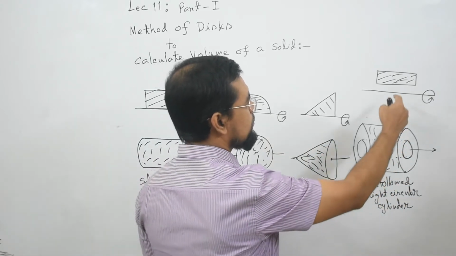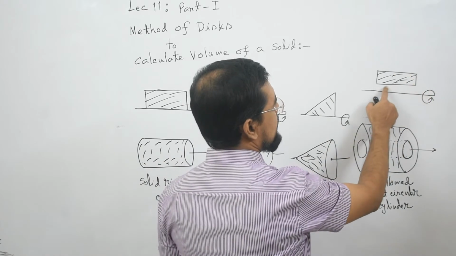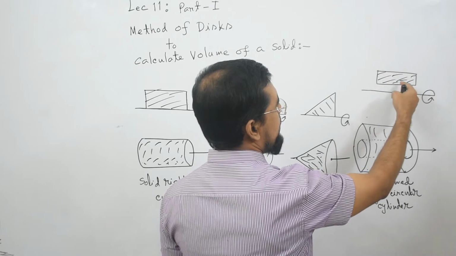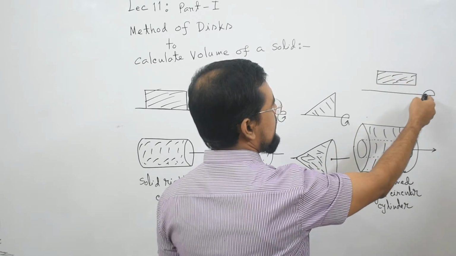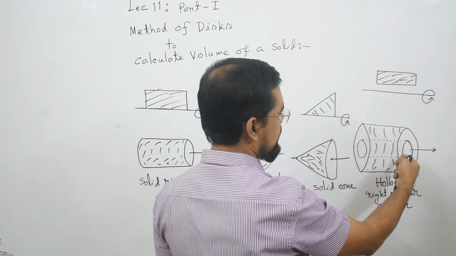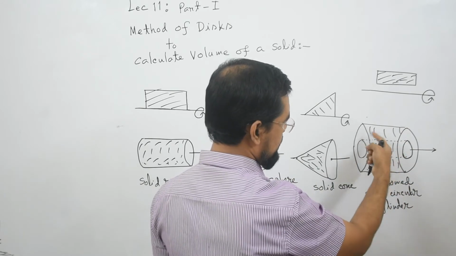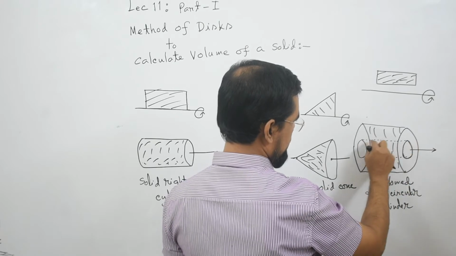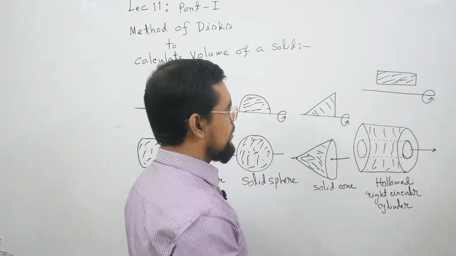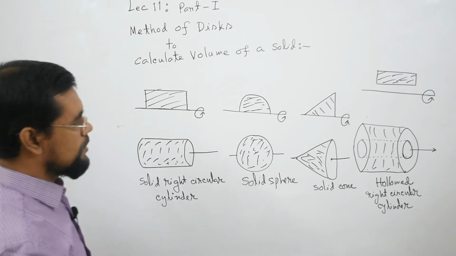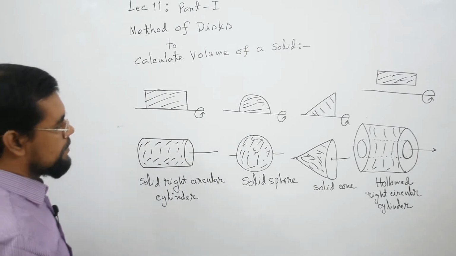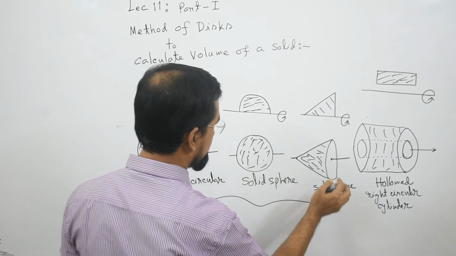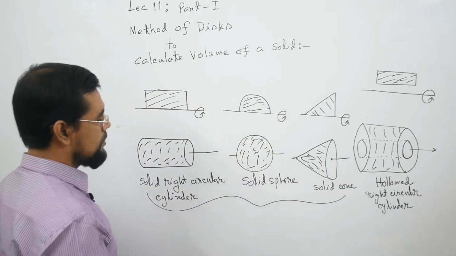And if you revolve this region about this line, you see this region is a bit away from this line. So if you revolve this region about this line, then you will get a hollowed right circular cylinder like this. There is an empty interior inside this cylinder. So you see the difference. These are the solid materials, completely solid, there is no empty interior.